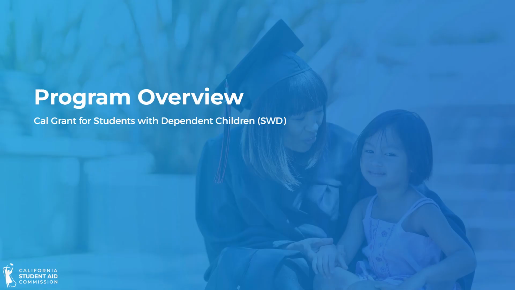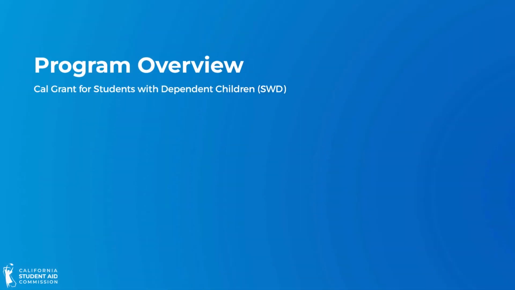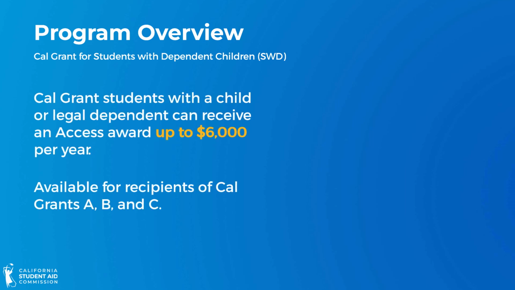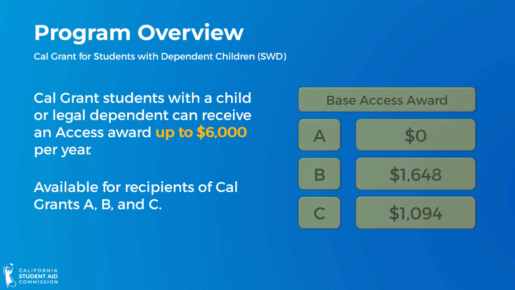First, let's do a quick overview of the Cal Grant for Students with Dependent Children program, or SWD for short. Cal Grant recipients can receive an Access Award of up to $6,000 per year if that student has their own child or legal dependent. This program is available for recipients of Cal Grants A, B, and C.